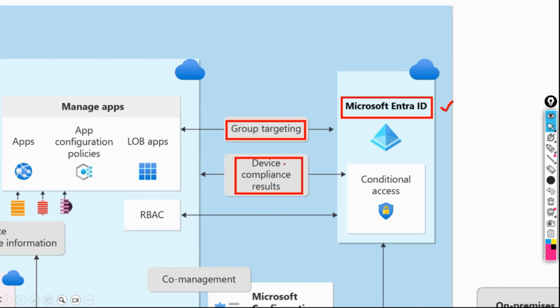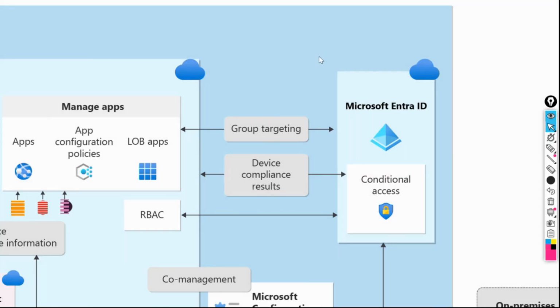Okay, so how will this device compliance result be validated? Through the conditional access. So conditional access is nothing, it's just a condition. If the condition is met, the access will be given. It's straightforward. Okay, so these conditions we will set in Entra ID, and then we will deploy this to particular devices, and we will check how the compliance is working. Right, so if that is there, we can do it from Entra ID.